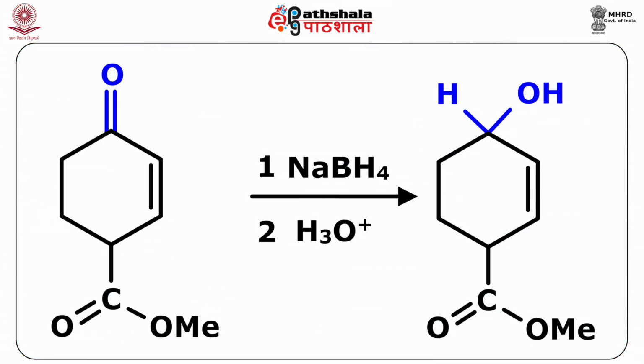For example, look at this particular case. In this molecule which has a ketone, alkene and ester, only the ketone group is getting reduced to the corresponding alcohol group. The carbon-carbon double bond as well as the ester functional group are unaffected. There can be steric approach control of reactions also.